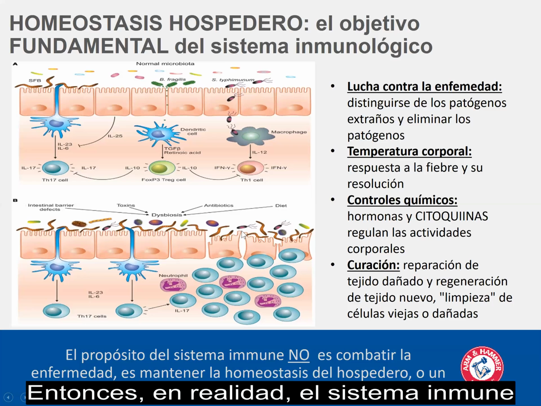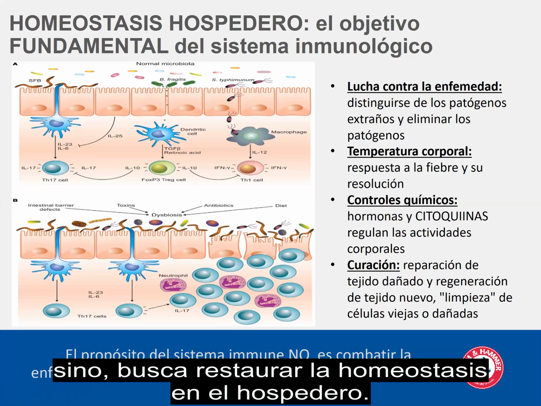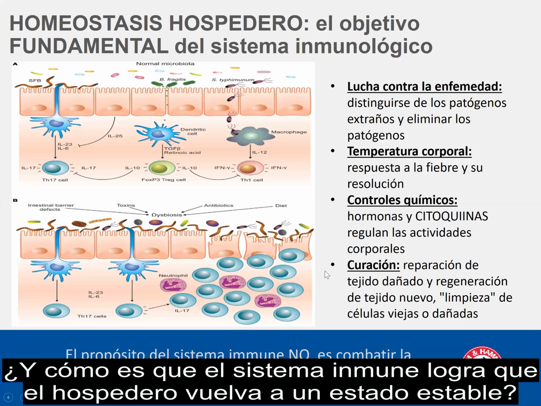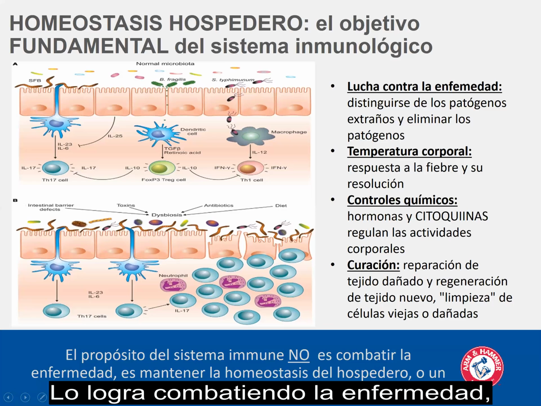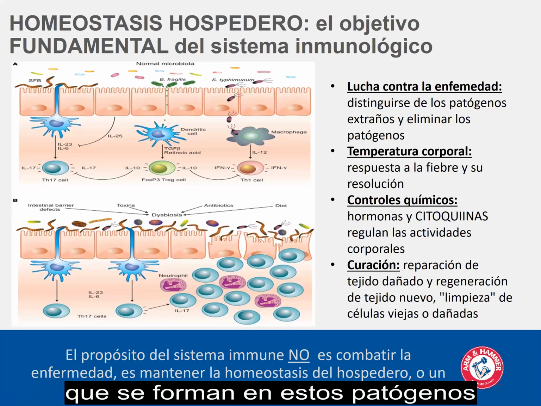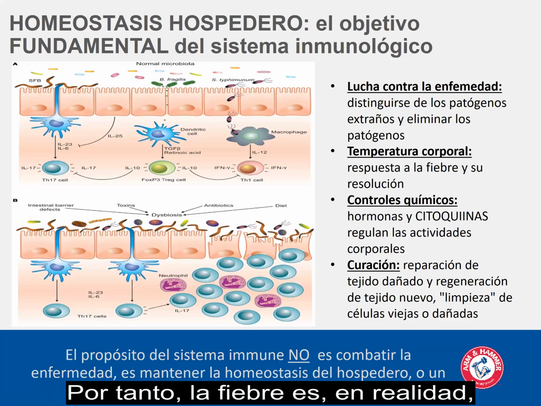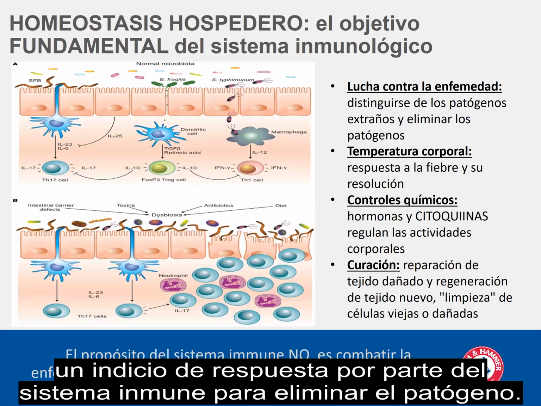So really, the immune system's not necessarily combating pathogenic bacteria or pathogenic organisms. It's really trying to bring that host back to homeostasis or to a steady state. And how does it do that? How does the immune system go about bringing the host back to a steady state? Well, it does that by fighting disease. So it can distinguish the bacteria are foreign entities, foreign pathogens, and it'll go about eliminating those pathogens when homeostasis is disrupted. The fever response is really just a response to the immune system's response to eliminate that pathogen.